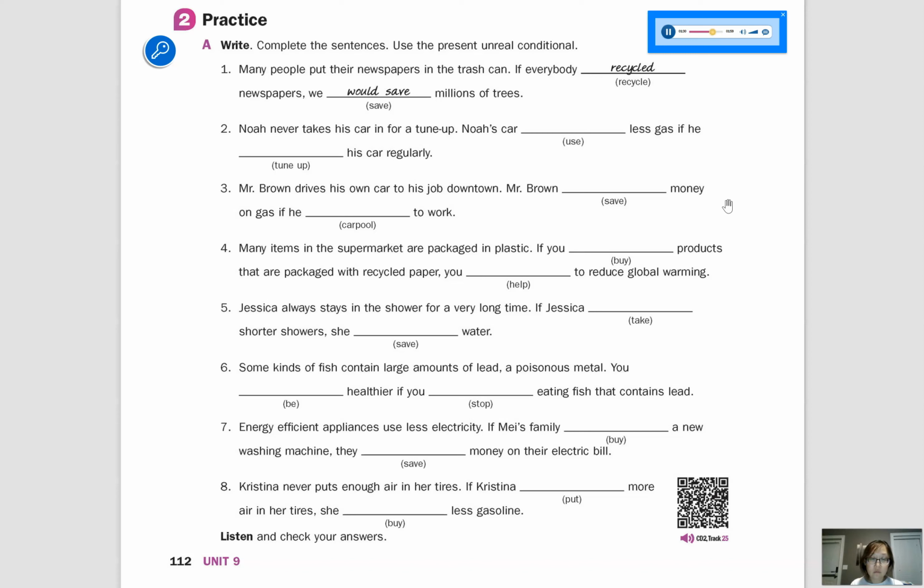7. Energy-efficient appliances use less electricity. If May's family bought a new washing machine, they would save money on their electric bill. 8. Christina never puts enough air in her tires. If Christina put more air in her tires, she would buy less gasoline.